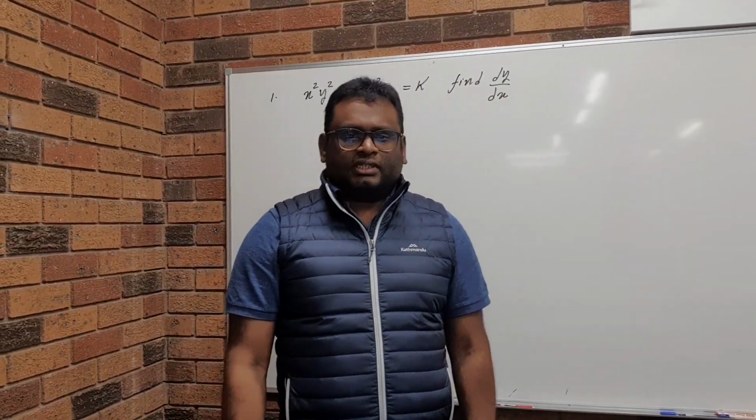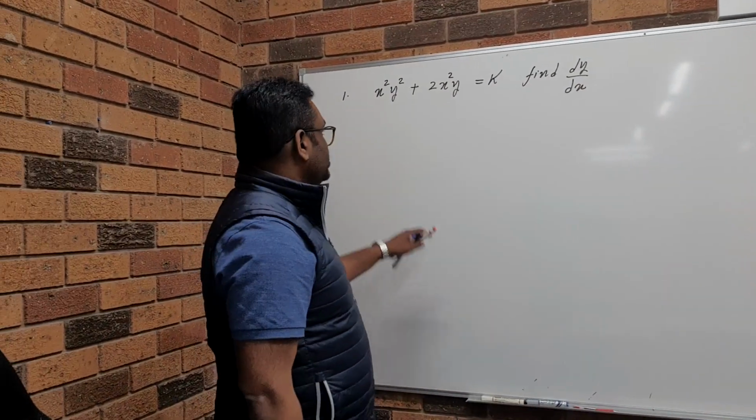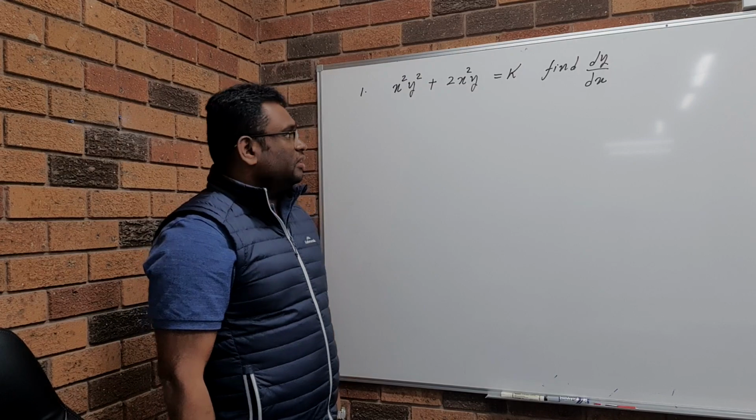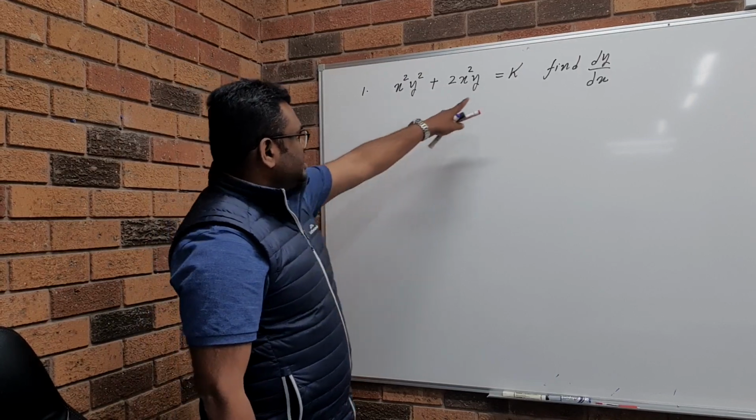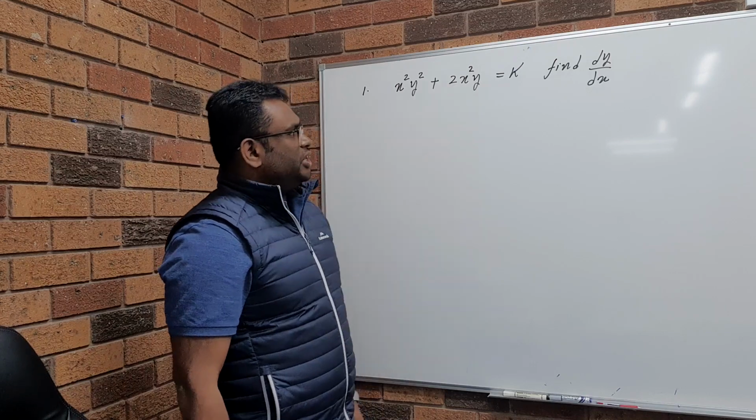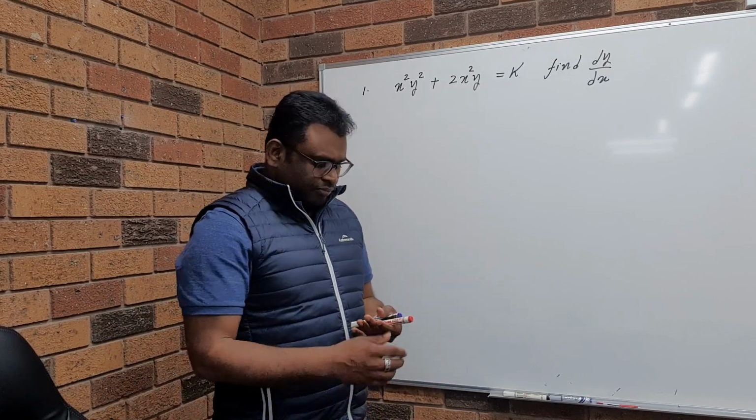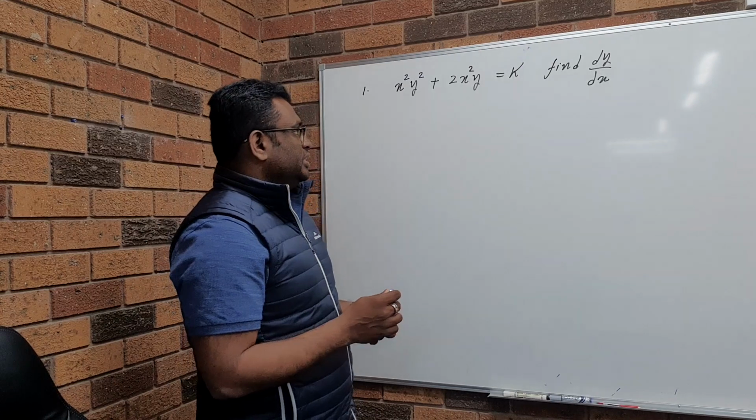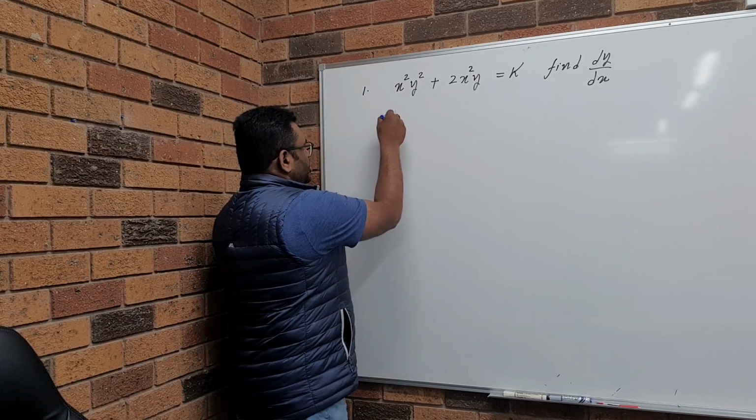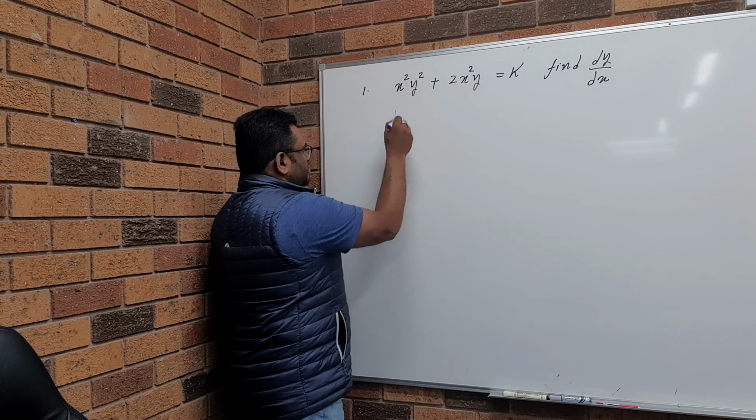So today I'm going to discuss this question. You have to find dy/dx of this question, and k is a constant here. So x and y are variables. So we have to use the technique called implicit differentiation here. What you do technically is introduce the d/dx operator on both sides.